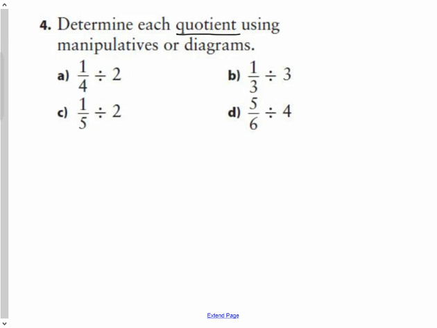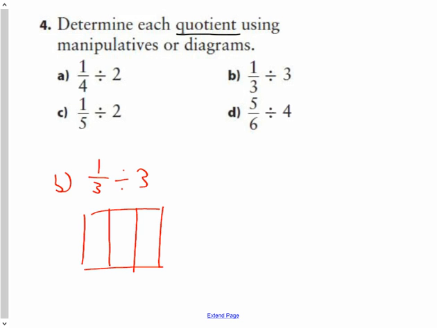Your second question says B, 1/3 divided by 3. So again, we're going to start with our rectangle of chocolate. We're going to shade in a third. And if I divide that between 3 people, here I'm going to divide it between myself, I'm going to divide it between Olivia, and I'll divide it between Alexis.